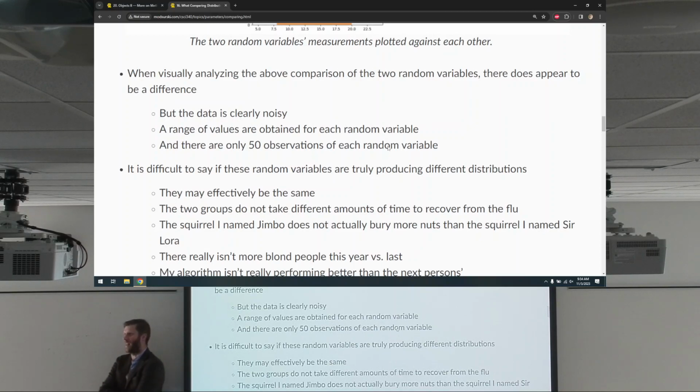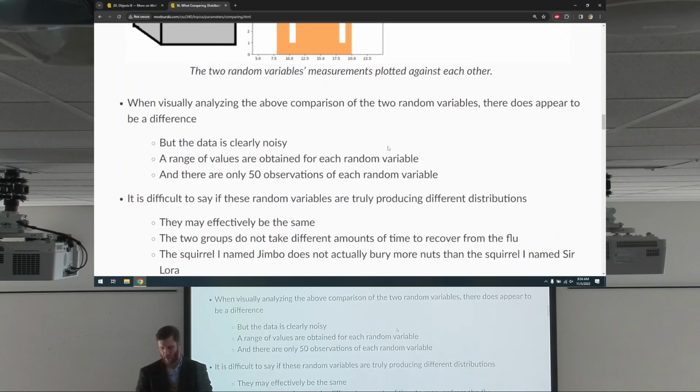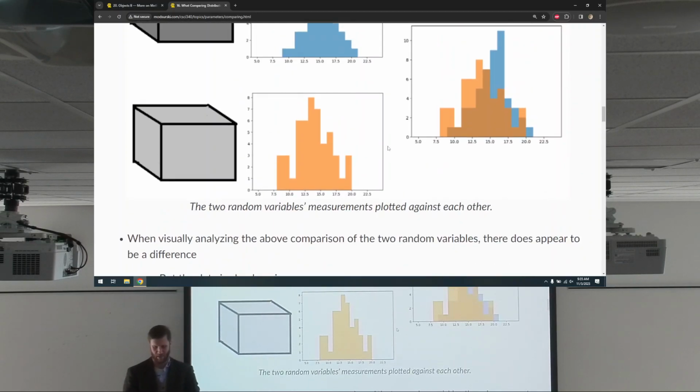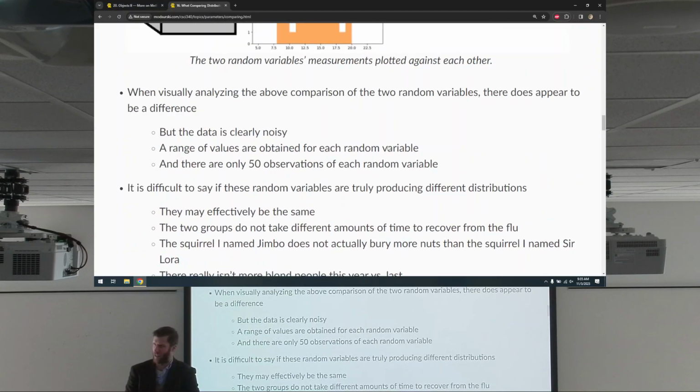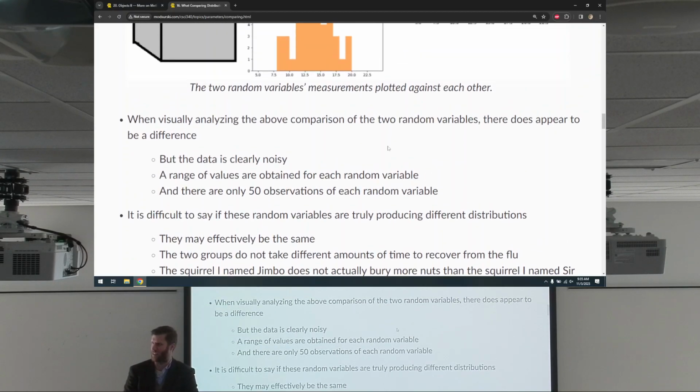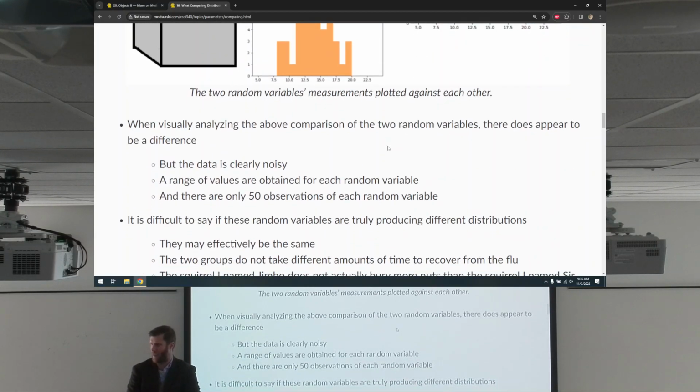When visually analyzing, they do appear to be different, but the data is noisy. A range of values are obtained from each, and there's only 50 observations of each. So it's really difficult to actually say. They may be effectively the same, or maybe not.